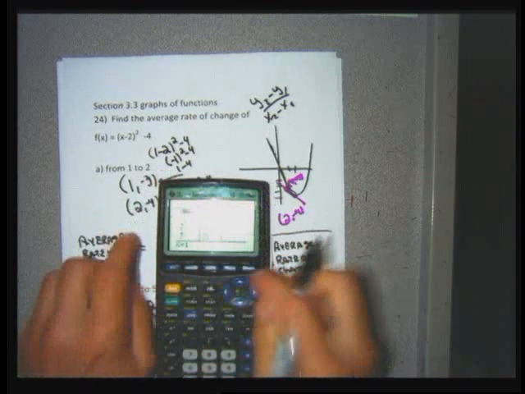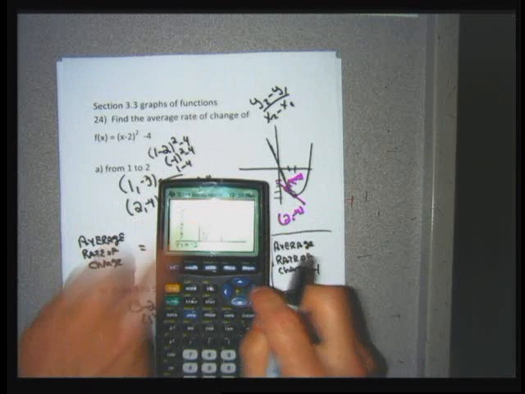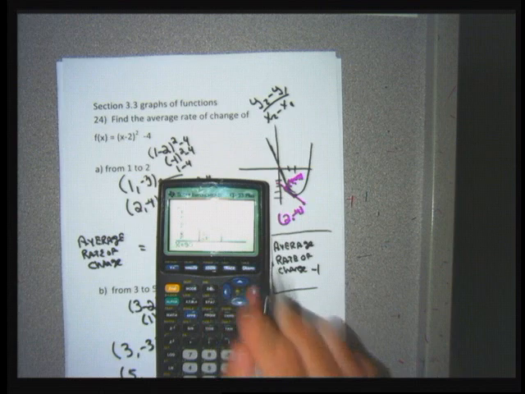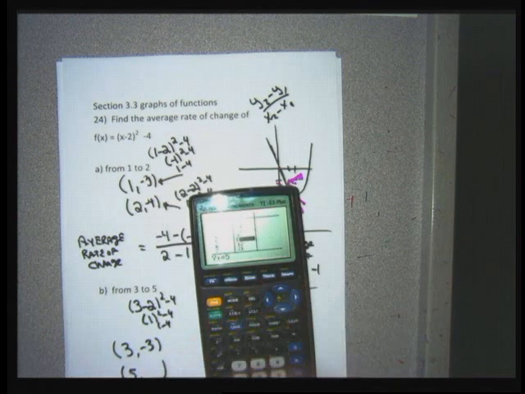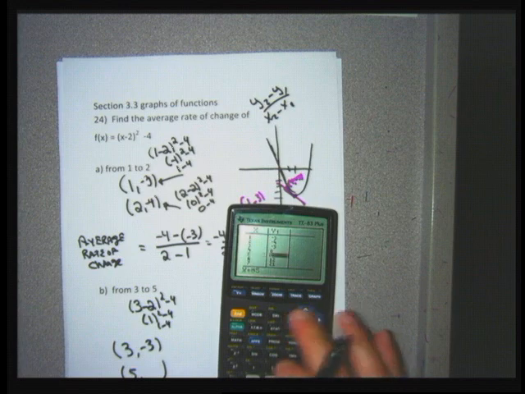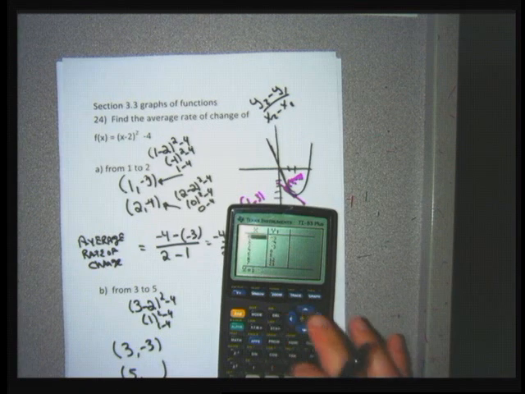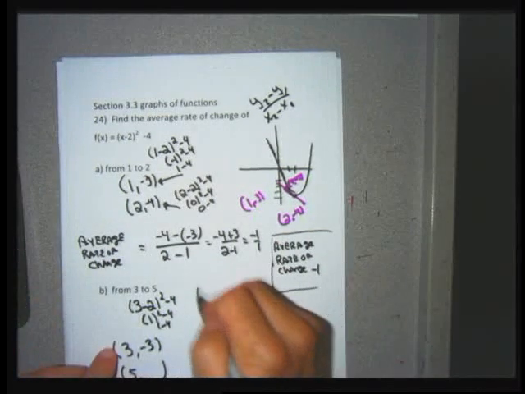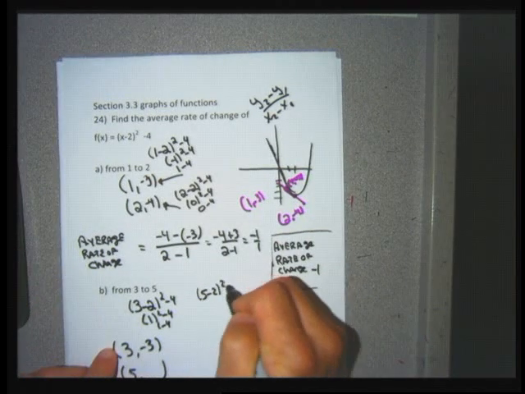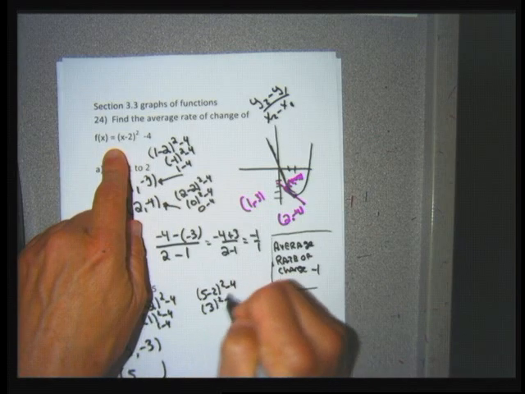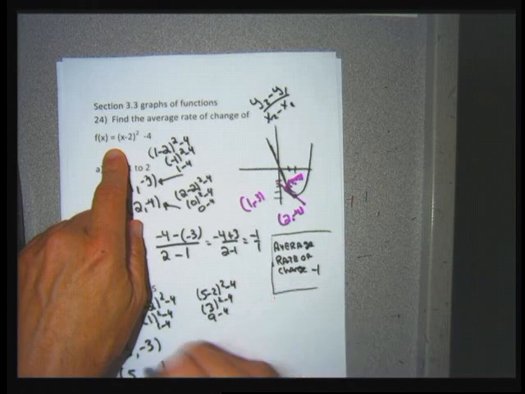Could have gone to my calculator here, and I see the point 3 comma negative 3. Similarly, when I plug in 5, I'm going to get 5, because my calculator tells me that's going to happen. So there's the point 5 comma 5. Here's the point 3 comma negative 3. To get the 5 by hand, I'd go 5 minus 2 squared minus 4, plugging a 5 into that. This is going to give me 3 squared minus 4, which is 9 minus 4, which is 5.